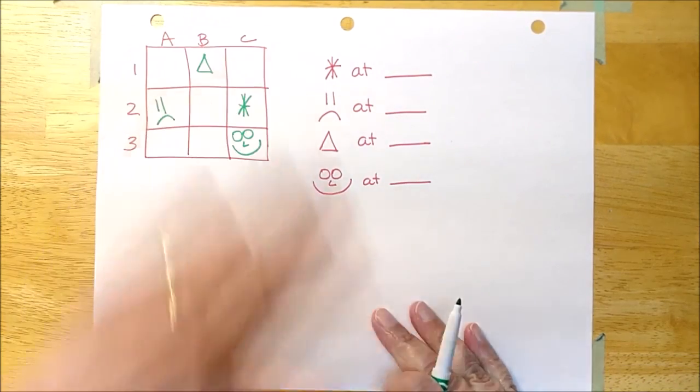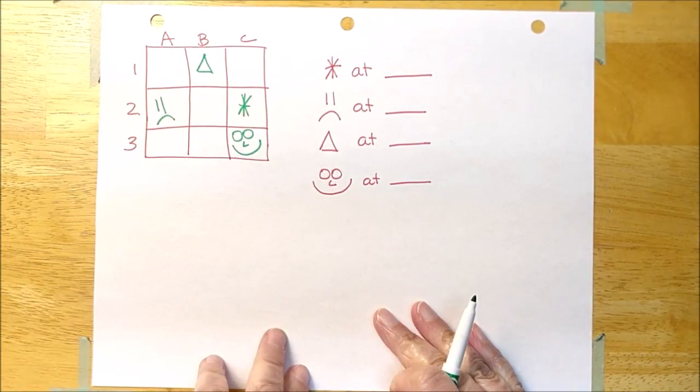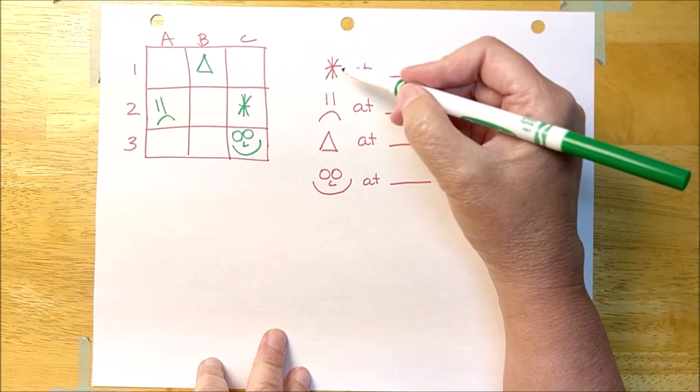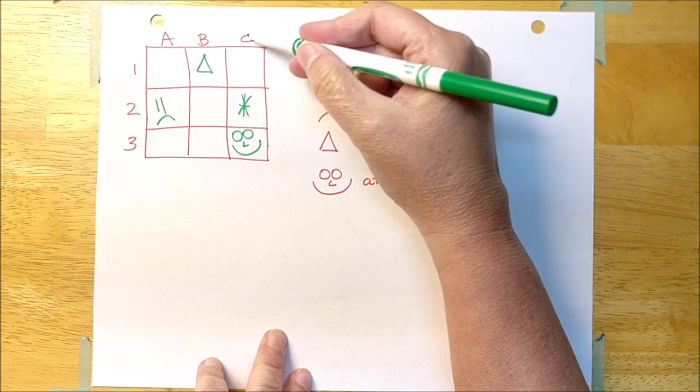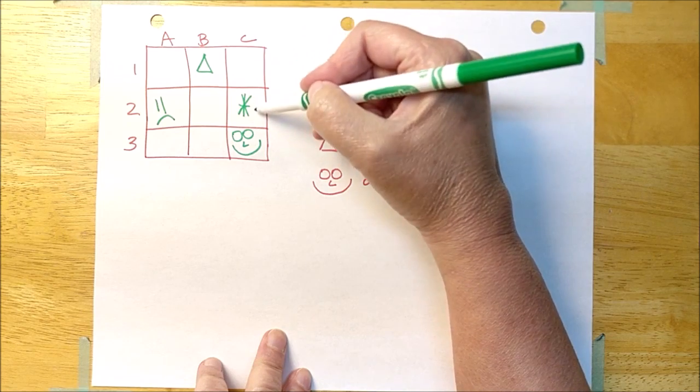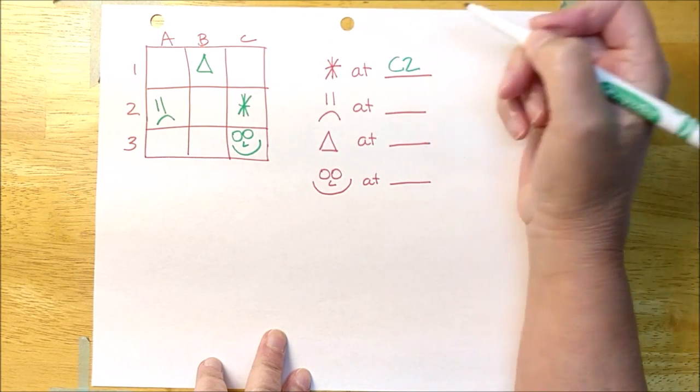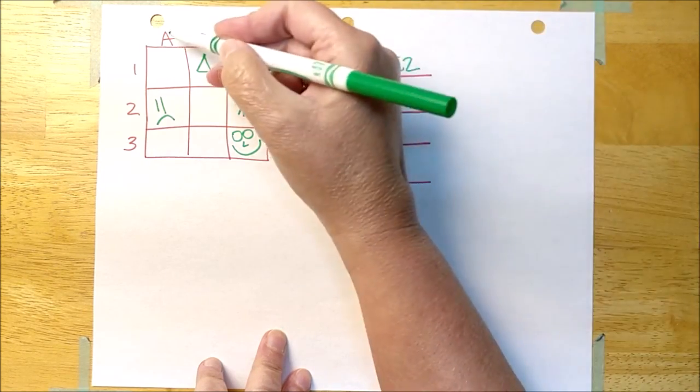So now that I've drawn them on my grid, now I have to tell where they are. So where did I put it? I put the star at, always do the letter of the alphabet first, C2. Where did I put my smiley or sad face? At A2.